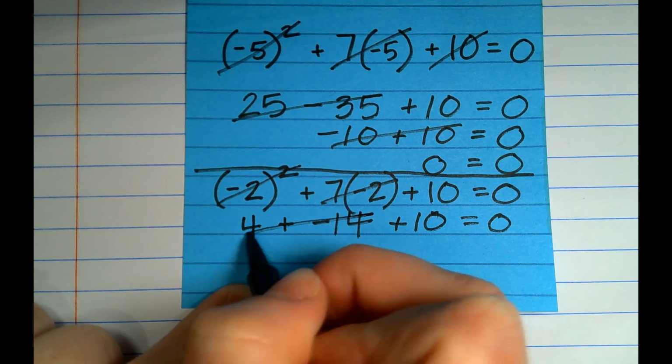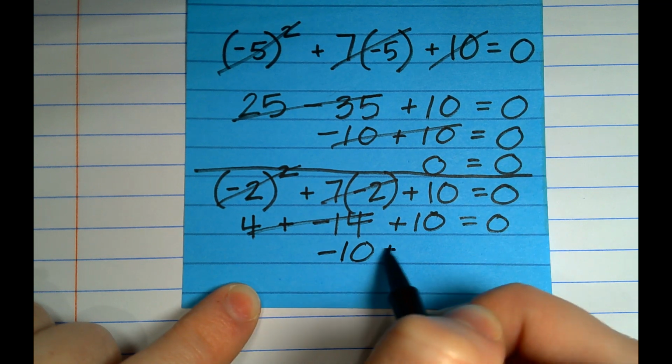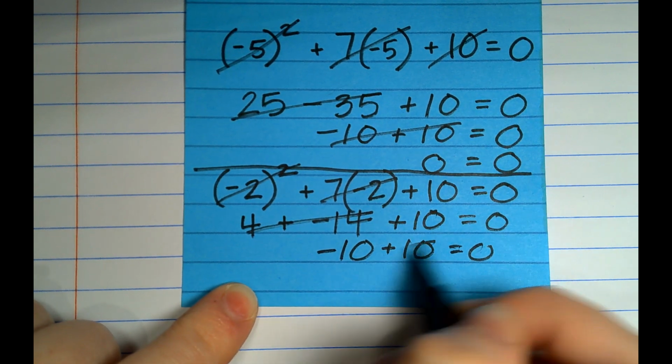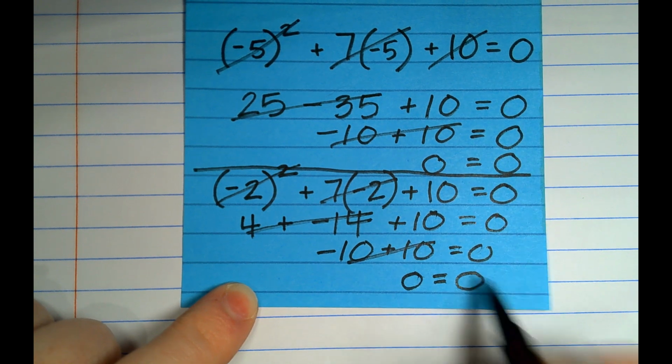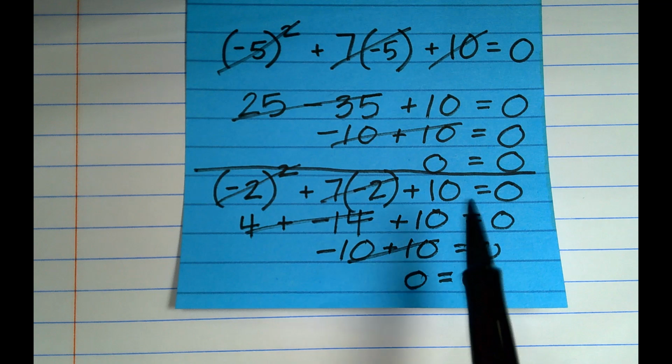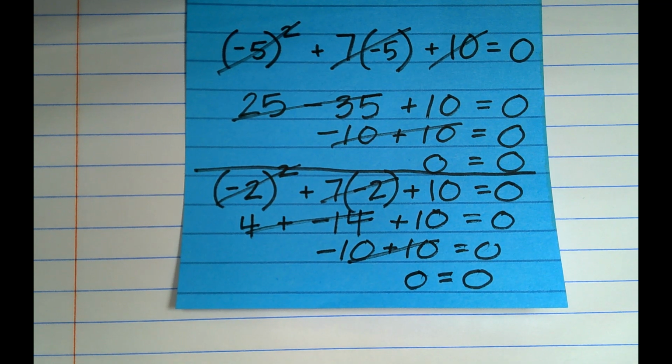Negative 10. Look at that. Plus 10. Negative 10 plus 10? 0. 0 is equal to 0. That's why those numbers work. When we put them in the equation, they equal 0. I think that's kind of cool.